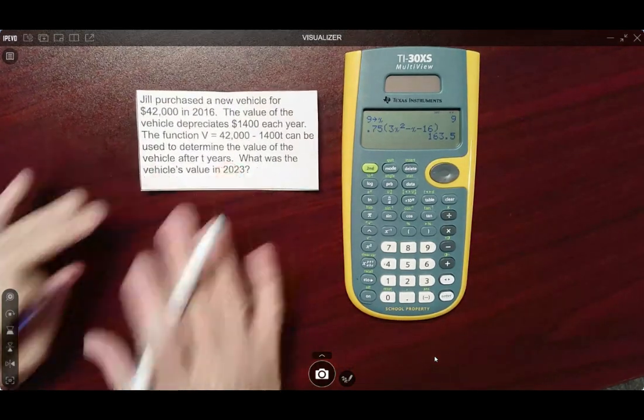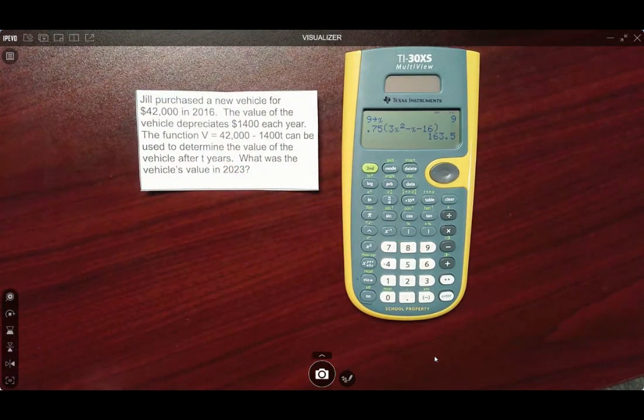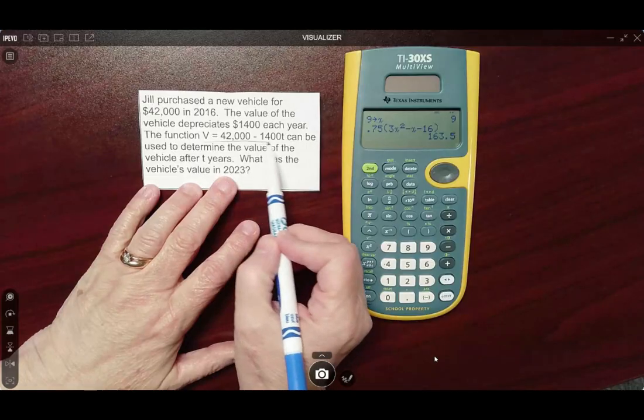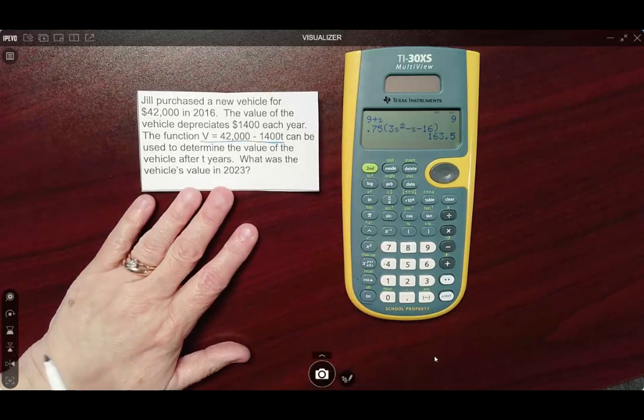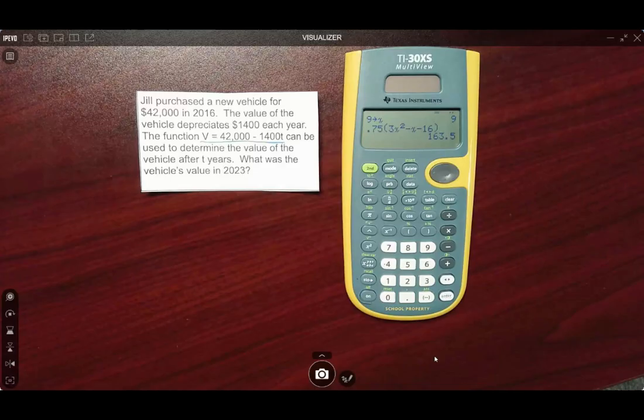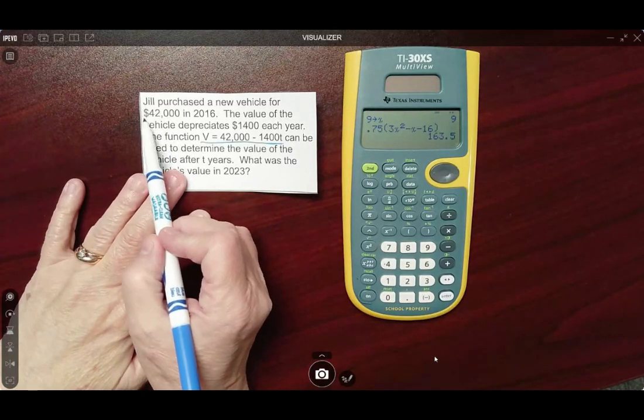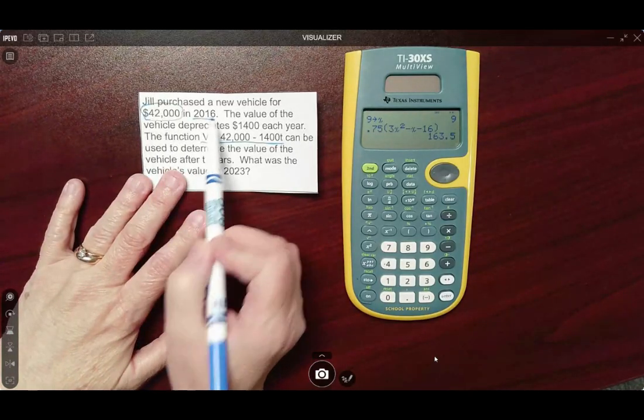So Jill purchased a new vehicle valued for $42,000 in 2016. The value of the vehicle depreciates $1,400 each year. The function 42,000 minus 1,400t can be used to determine the value of the vehicle after t years. What was the vehicle's value in 2023? Okay, so let's look at this and see what they tell us. They tell us when I purchased a new car, its value was $42,000. And that was in 2016.